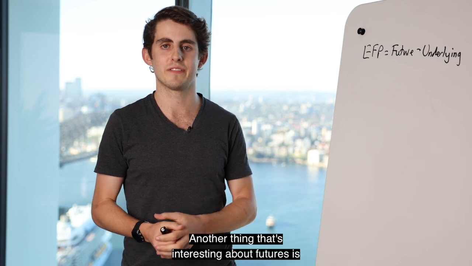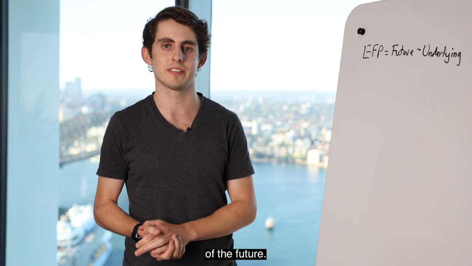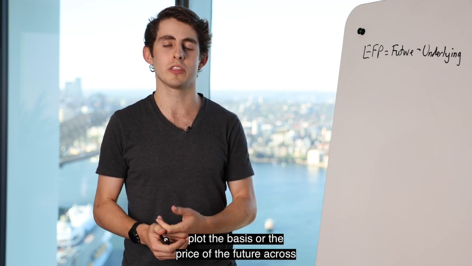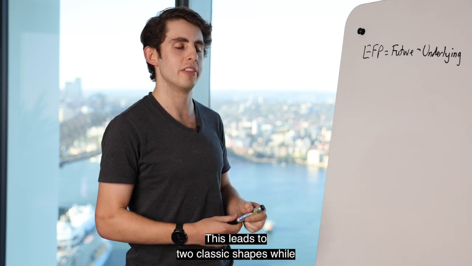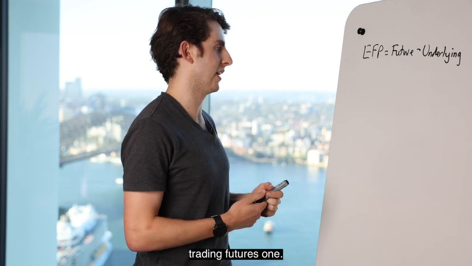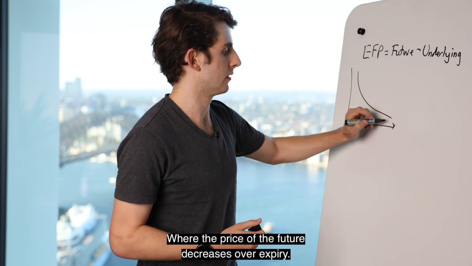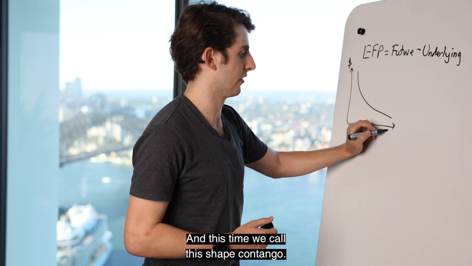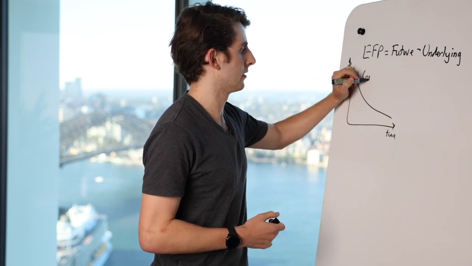Another thing that's interesting about futures is this basis can be different depending on the expiry of the future. And this gives a shape called a term structure, where we can plot the basis or the price of the future across different expiry points. This leads to two classic shapes while trading futures. One, where the price of the future decreases over expiry, so we'll call this price and this time. We call this shape contango.